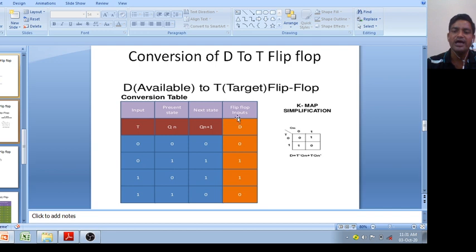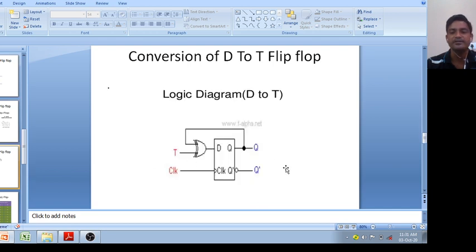Now with the help of available flip-flop and suitable logic gate, draw the circuit of required flip-flop. This is available flip-flop D, and this is required flip-flop T flip-flop. D equal to T XOR Qn. In this way you can convert D flip-flop to T flip-flop. Suppose you have to convert T flip-flop into D flip-flop.